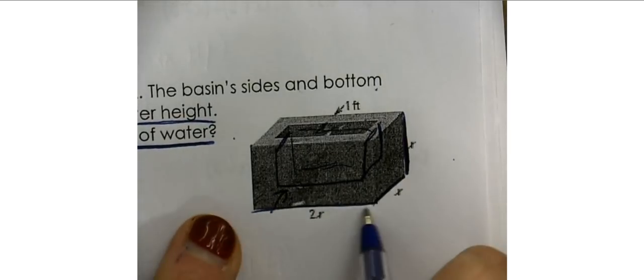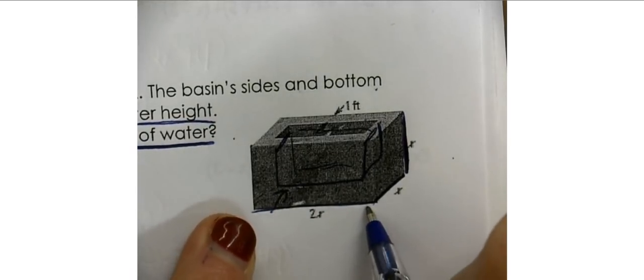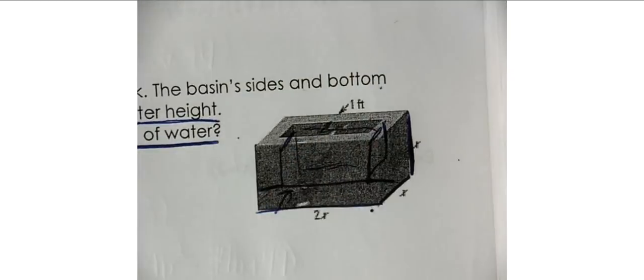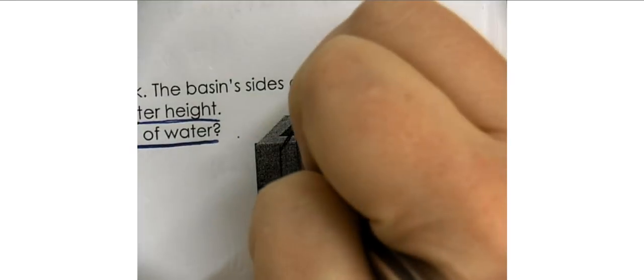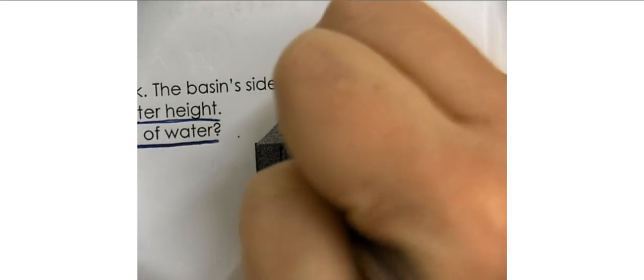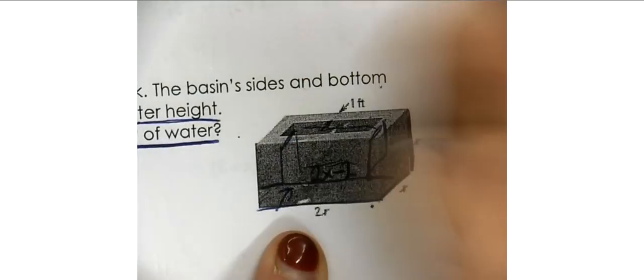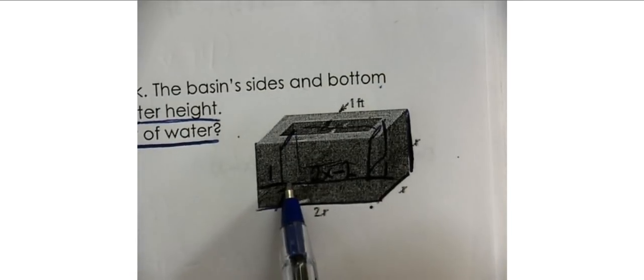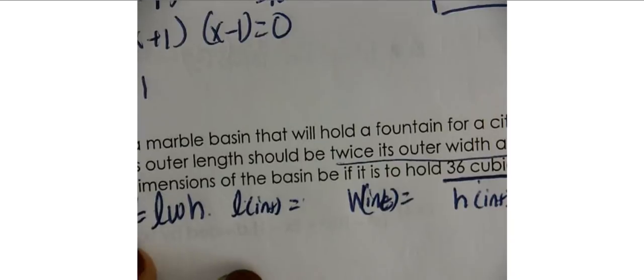Okay, the length of the exterior is 2x, but on the inside it is 1 foot thick on each end. So that means that the interior's length is going to be 2x minus 2 feet, because this is 1 foot on one side and 1 foot on the other. So it's 2x minus a foot on each side. So that's your new length. My new length is going to be 2x minus 2.